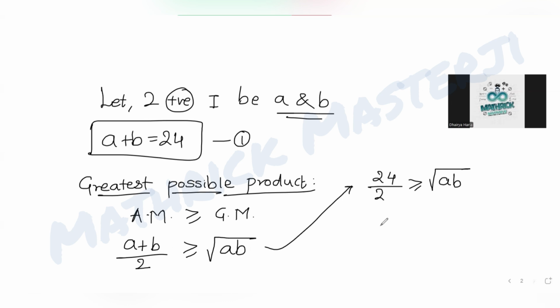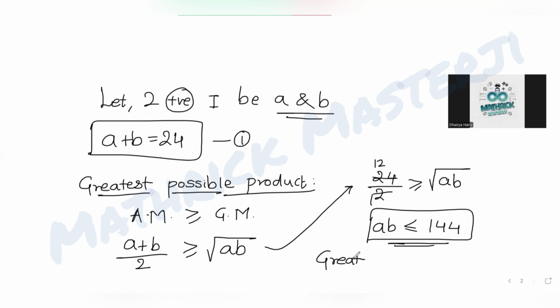So I get that ab would be less than or equal to, because I'm squaring, 12 squared, which is 144. So the greatest possible product is less than or equal to 144, which means the greatest possible product is equal to 144. Now, once I have this, I know the greatest product of two positive integers is 144.